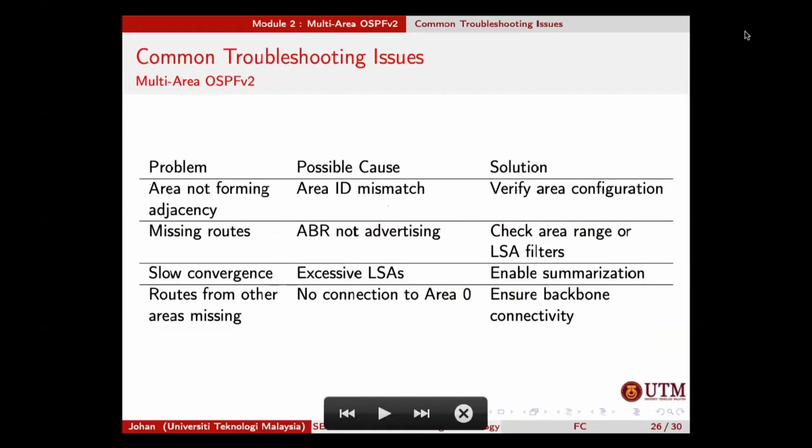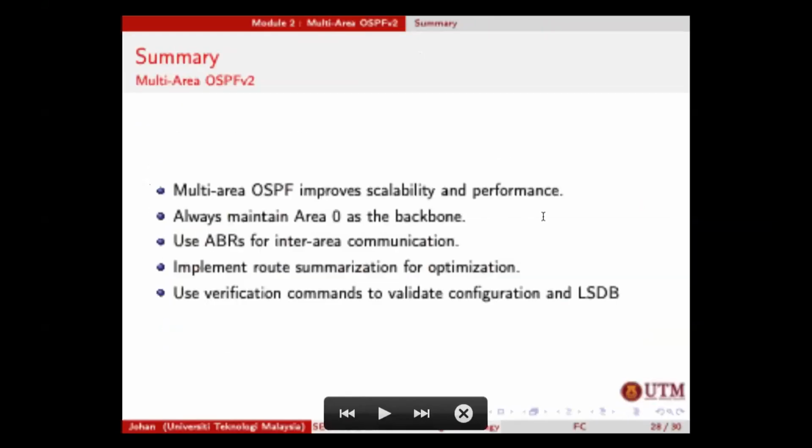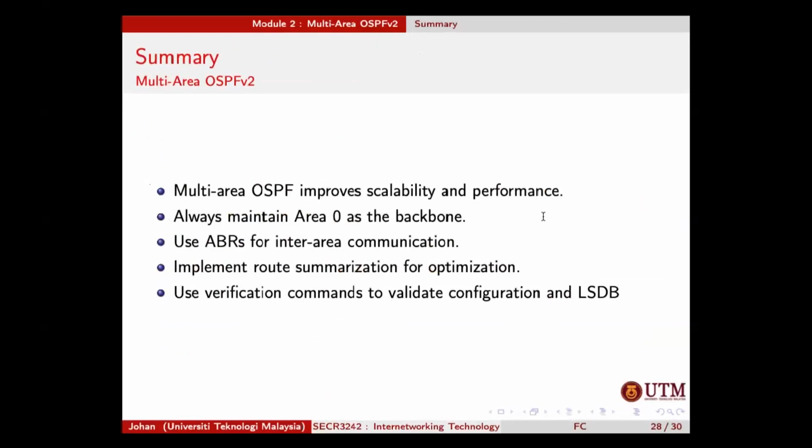Okay, next, summary. Multi-area basically improves scalability and performance. Always maintain Area 0 as a backbone; this is compulsory. Use ABR for inter-area communication, meaning for another protocol such as RIP to communicate with another, not just communicating between us. So they provide the ABR type to communicate to other protocols.